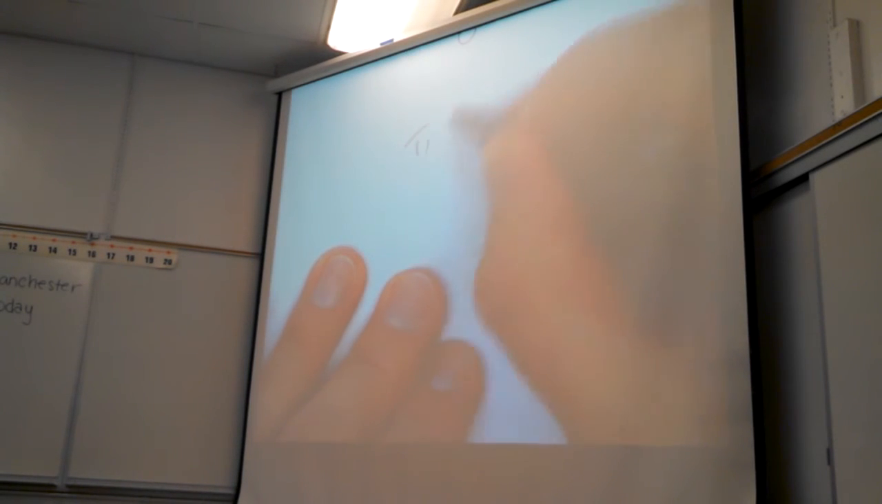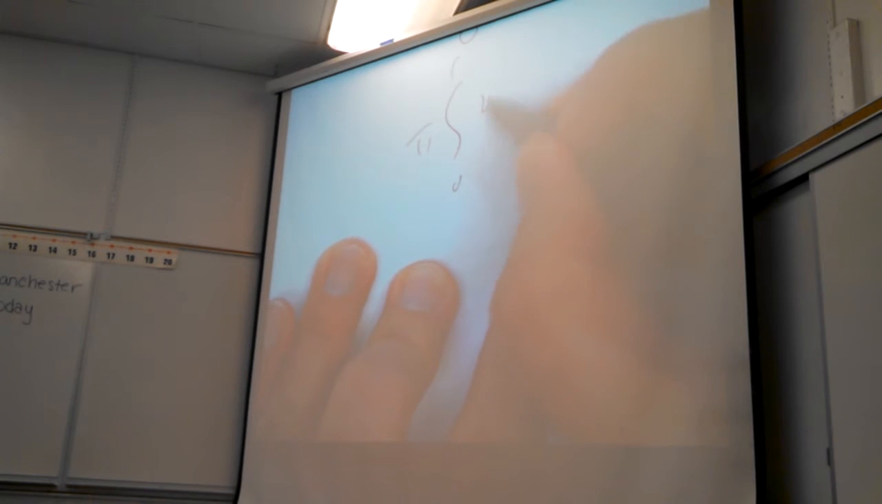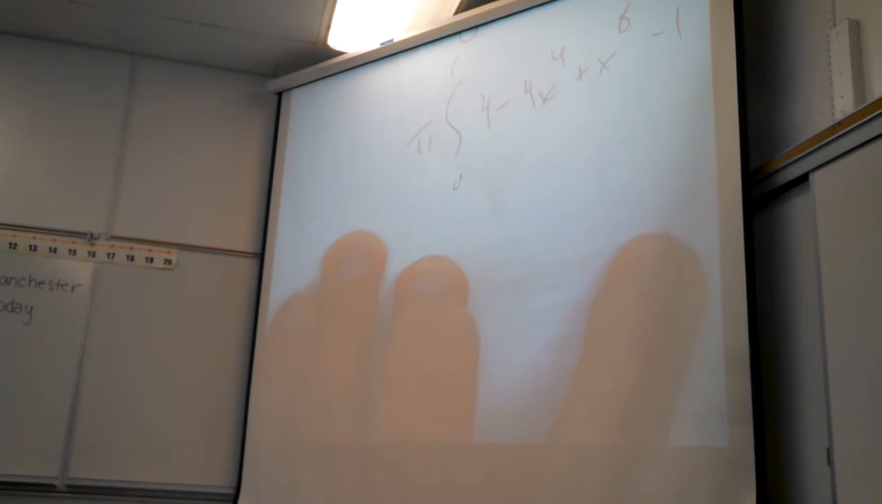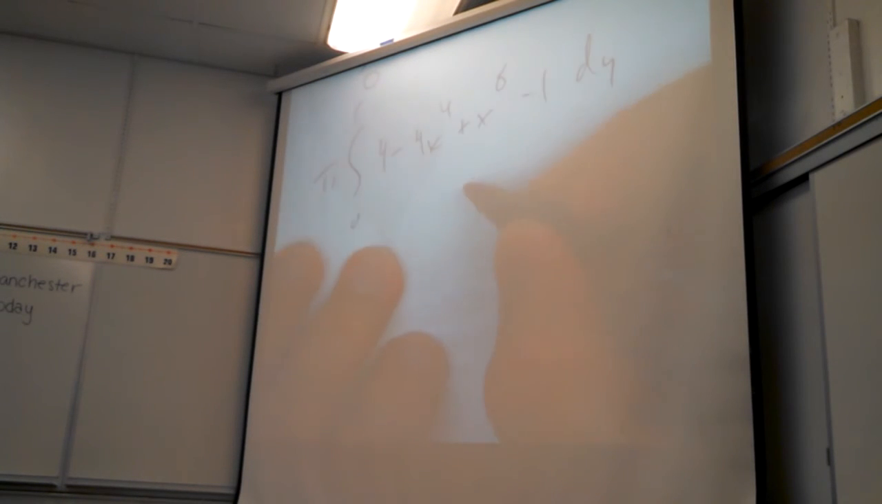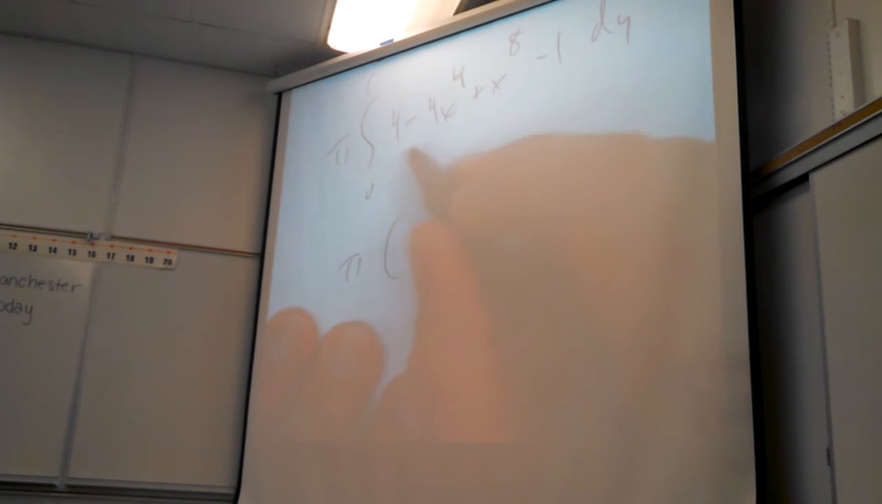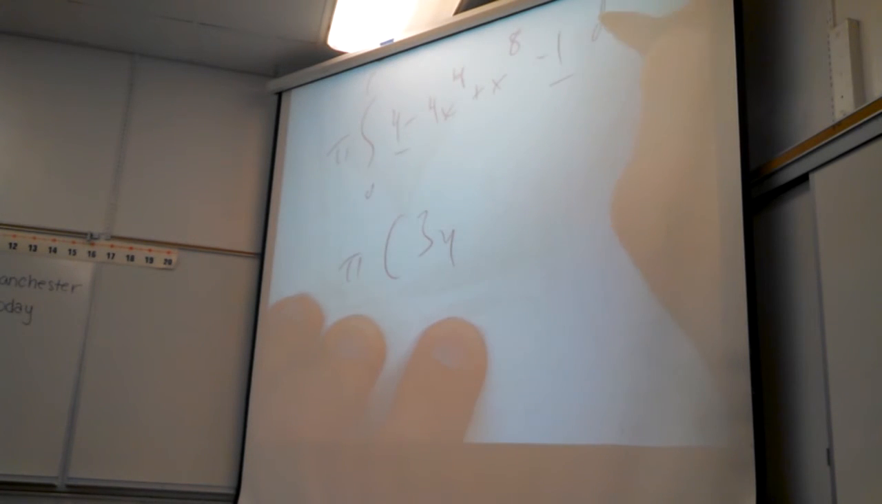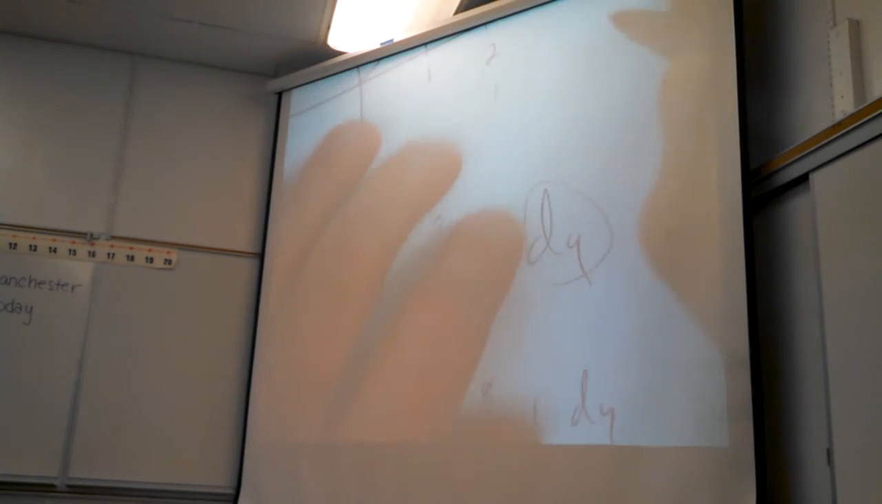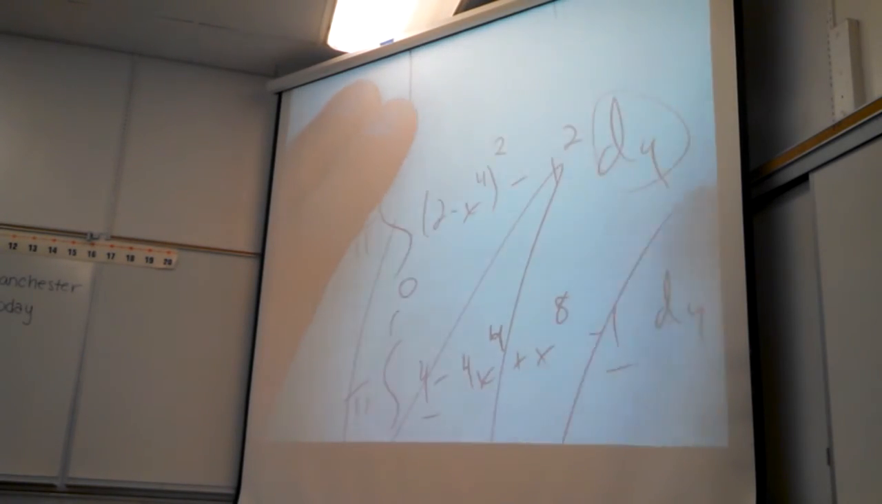Let's see if we can do this very quickly. 0 to 1, 4 minus 4x to the 4th plus x to the 8th minus 1 dy. So I get pi times 3y. Wait, why do I have x's and y's? What's happening here? Good job, Jeff.